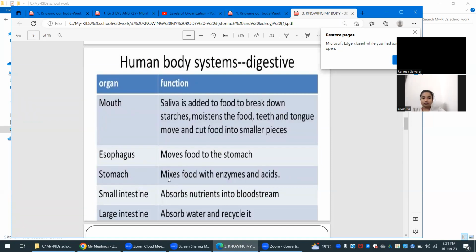Then the stomach. What does the stomach do? It mixes food with enzymes and acid. Do you know what you mean by acid? No. It's kind of a gas. No, it's not a gas, it's like a liquid. You see, like we have oil and all, right? Yeah, kind of acid. There are many kinds of acid that my mom taught me, but I forgot those names.